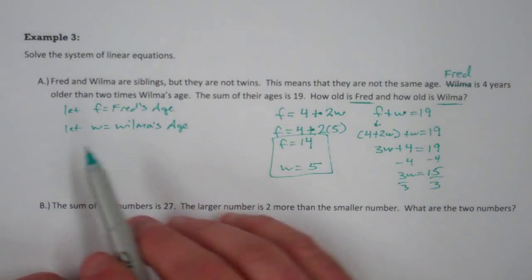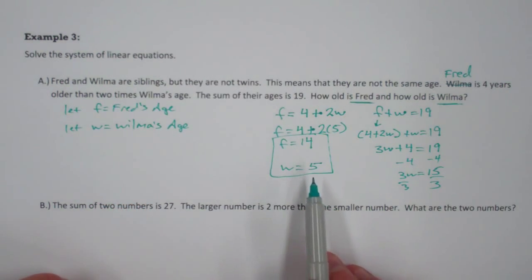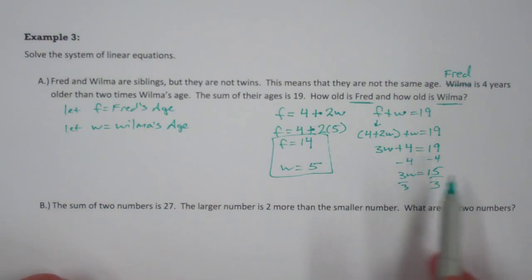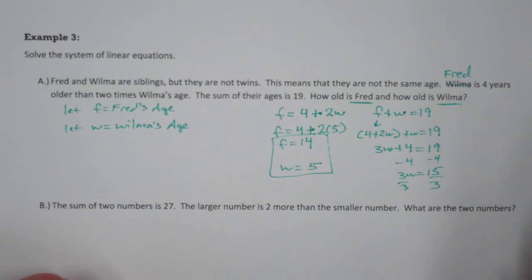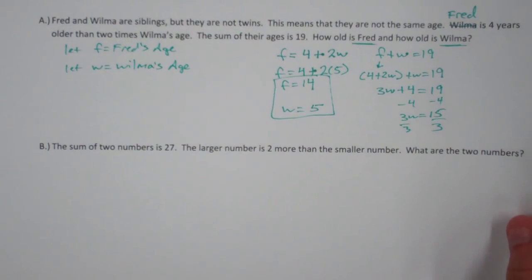Fred is 4 years older than 2 times Wilma's age. Well, 2 times Wilma's age is 10, and 4 years older than that is 14. The sum of their ages is 19. 14 and 5 is 19. Always double check your work and make sure that what you've written down for your answer makes sense in terms of the problem. Let's look at this one.